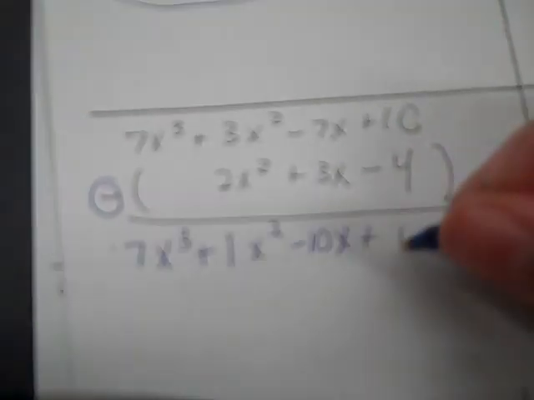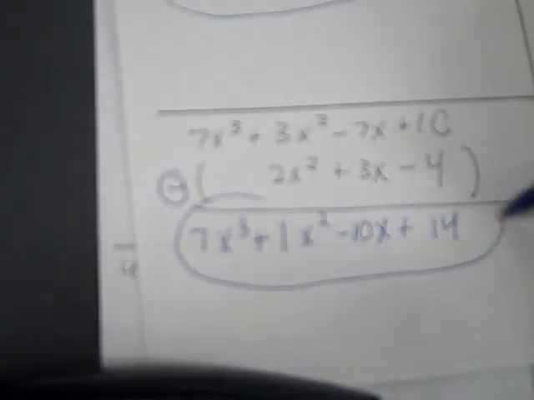Okay, now, don't write this down, but if I have 10 minus negative 4, subtracting a negative number is the same as adding the positive number, and 10 plus 4 is 14. Okay, so that's 14. So that's my new polynomial.